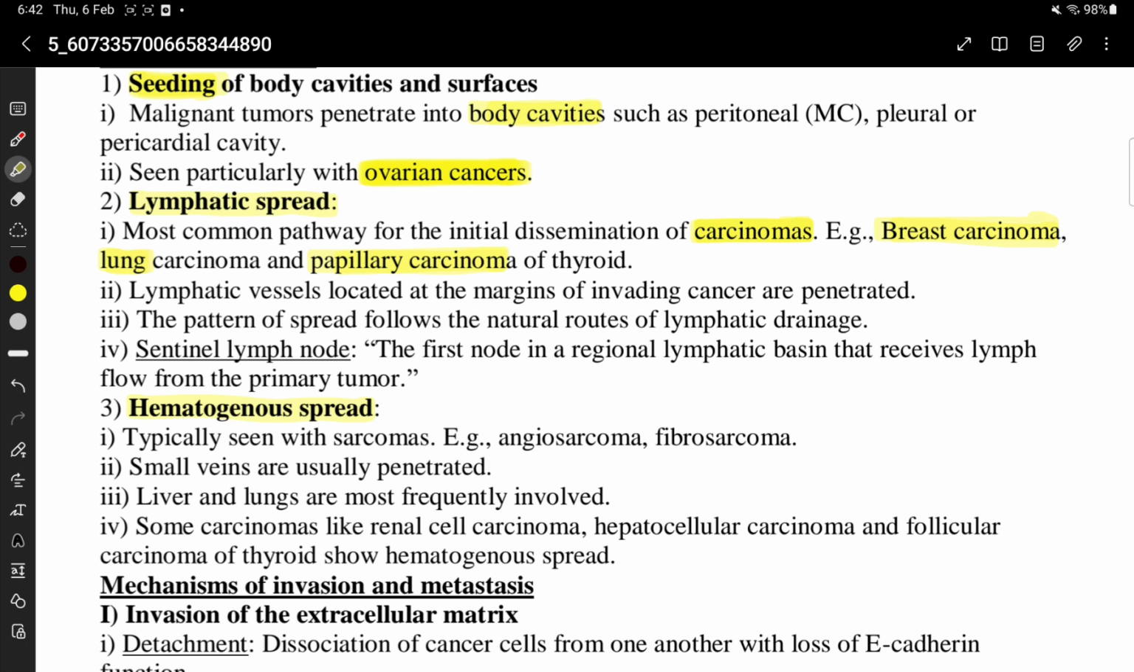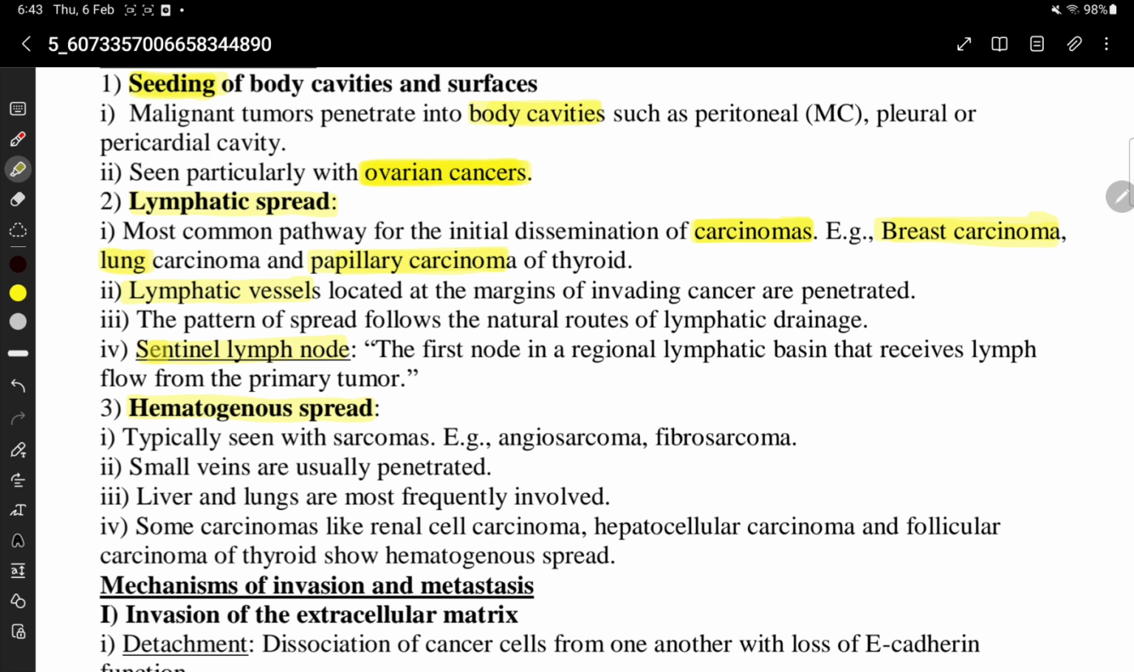Lymphatic vessels located at the margins of invading cancers are penetrated. So the lymphatic vessels which are located at the margin of the invading cancer are penetrated. The pattern of spread follows the natural routes of lymphatic drainage.